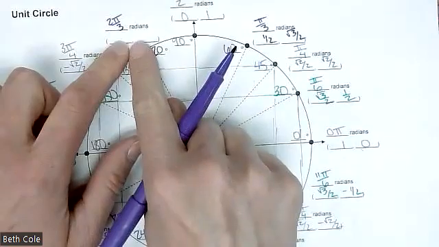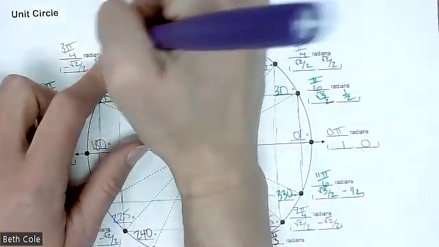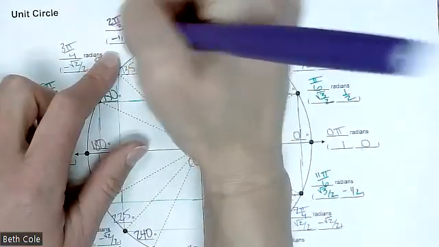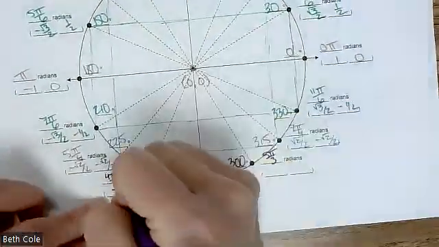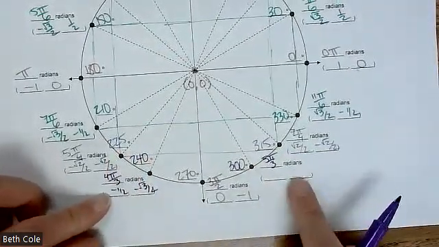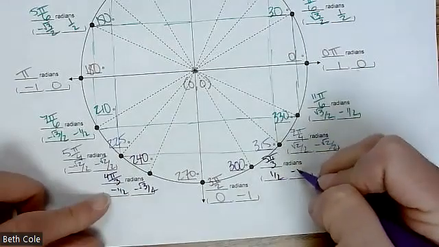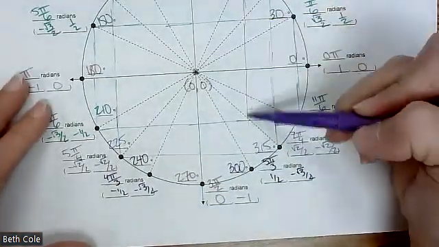Now, when you connect to this point, it'll be negative 1/2, square root of 3/2. And then down here, they're both negative. And then over here, only the y is negative. And if you want to connect them, you can.